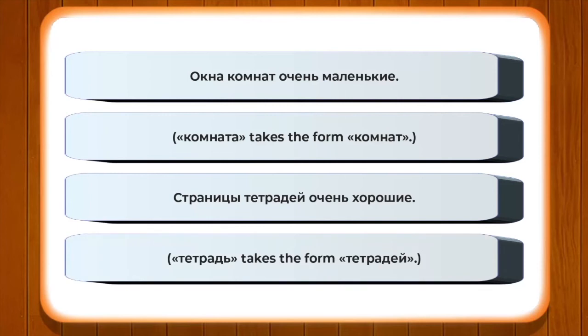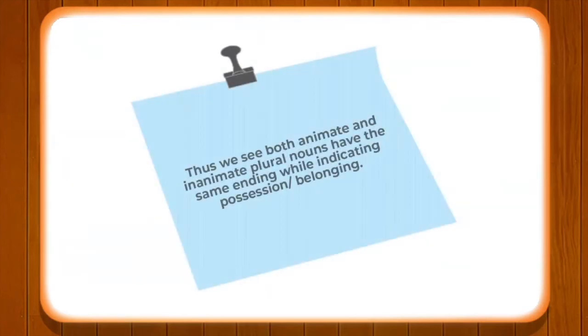Тетрадь takes the form of тетрадей. So тетрадь, we know, is a noun of feminine gender in nominative. Тетради, nominative plural, takes the form of тетрадей. So we have seen both animate and inanimate plural nouns have the same ending while indicating possession and belonging. This is basically the aspect we were talking about in this module regarding the plural forms of nouns, animate and inanimate. I hope with the help of all these concepts you will be able to do the exercises of the Russian grammar very easily.